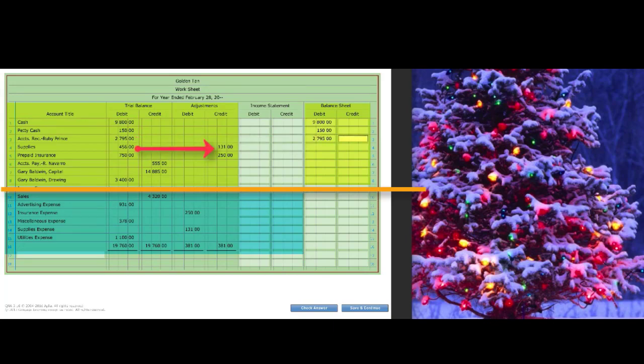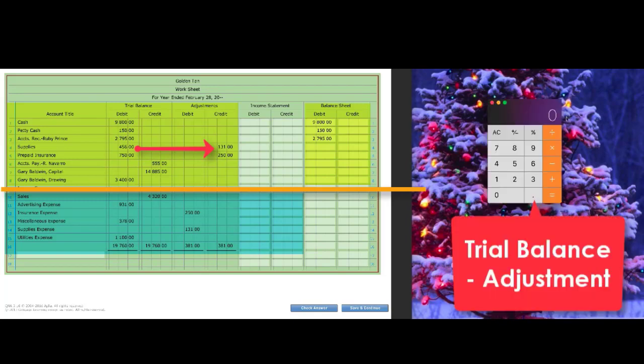On the next one, I have supplies, and when I bring my number over, I'm running into this $131 credit adjustment. So at this point, what I'm going to do is I'm going to take my original $456, I'm going to subtract my adjustment of 131, and I'm going to put this remaining $325 in the column with the bigger number. So the debit was bigger, so I'm going to put this amount into my debit column, 325.